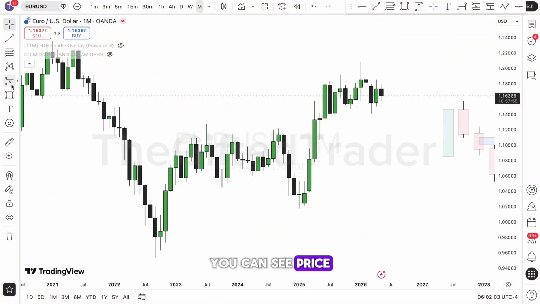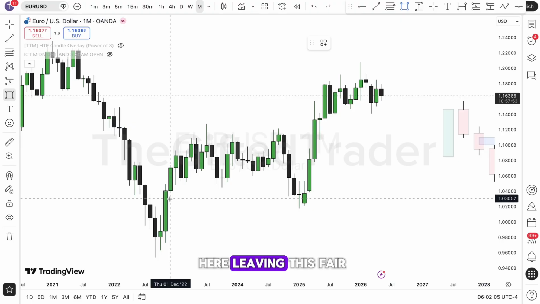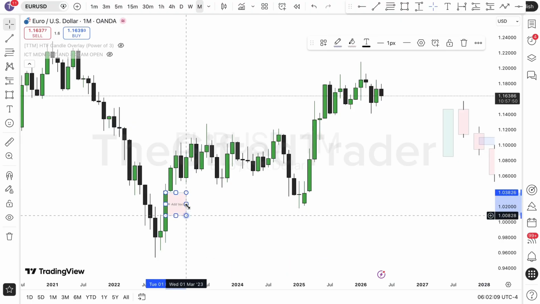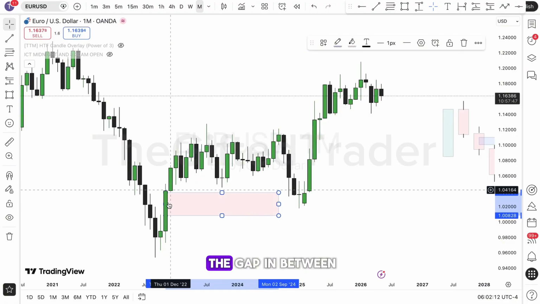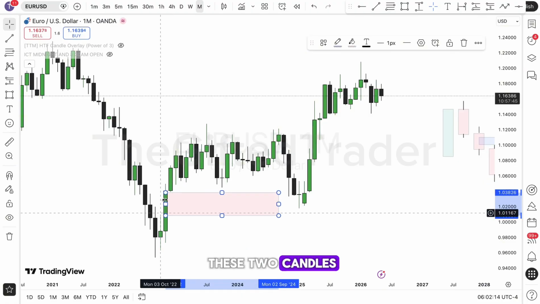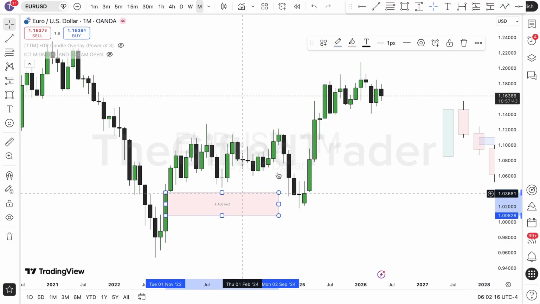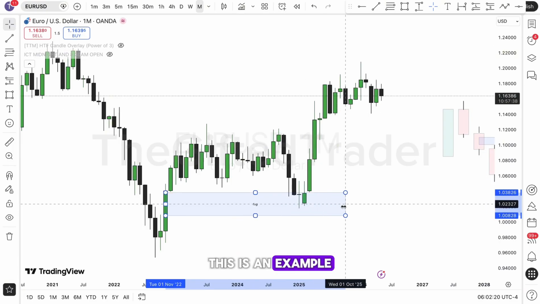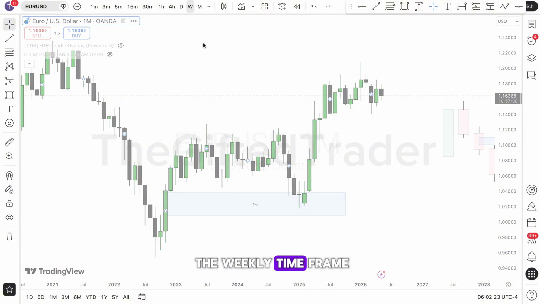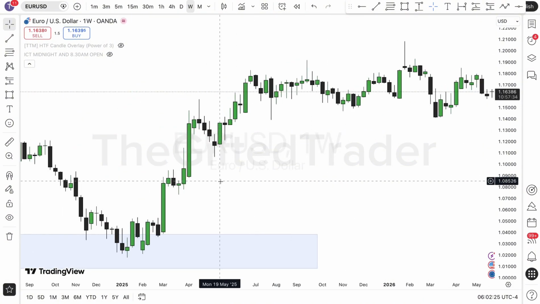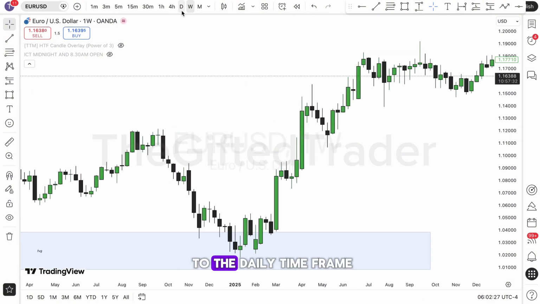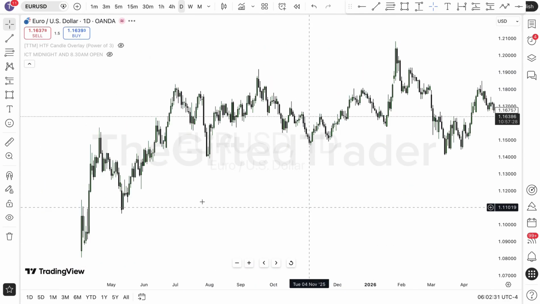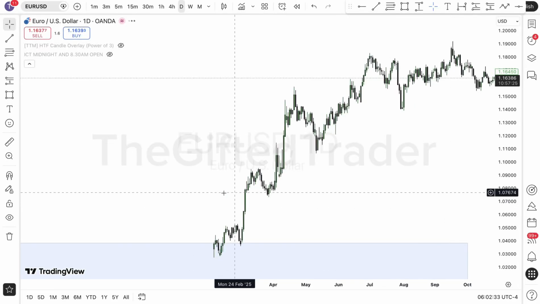You can see price here leaving this fair value gap. You can see the gap in between these three candles. So, leaving a fair value gap right here. This is an example. Now we're going to the weekly time frame. All right. Well, let's go to the daily time frame. If you should stay with me.